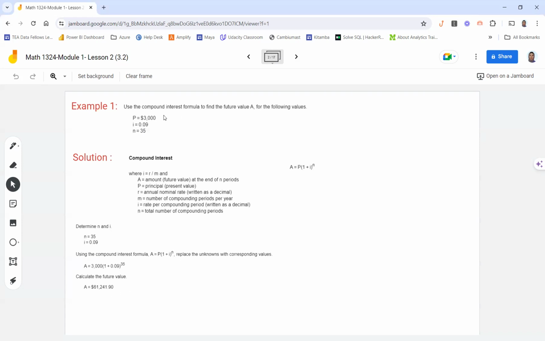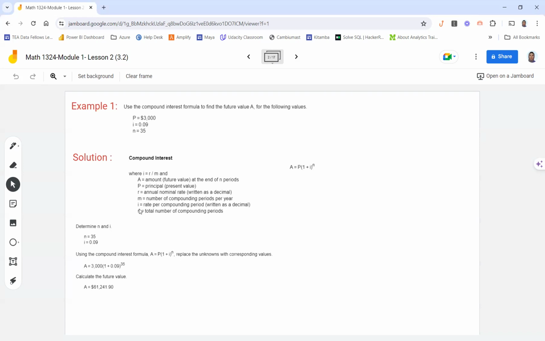And then because the question said use the compound interest formula, here we're going to break down the formula we're going to use for the rest of the questions. We are going to understand that I is equal to R divided by M. R is the rate. M is the number of compounding periods per year. So M will be 2 if the question says semi-annually. M will be 4 if the question says quarterly, okay?